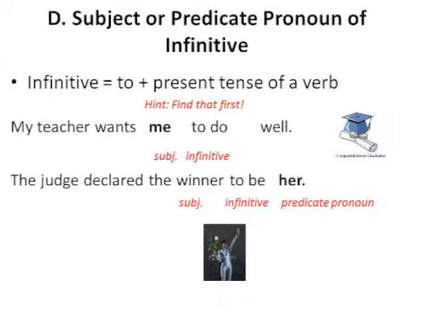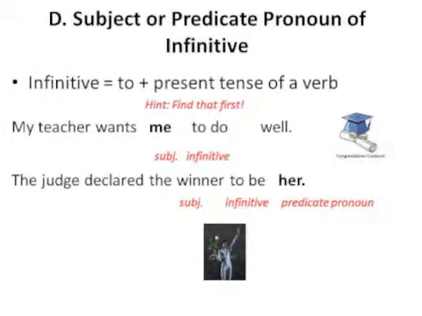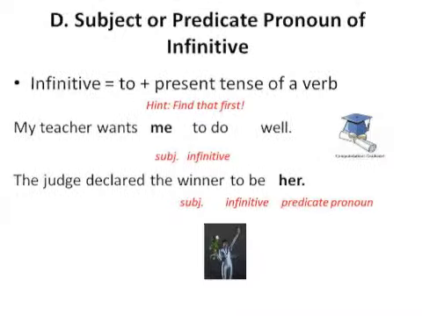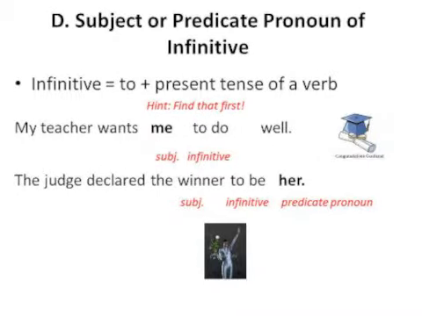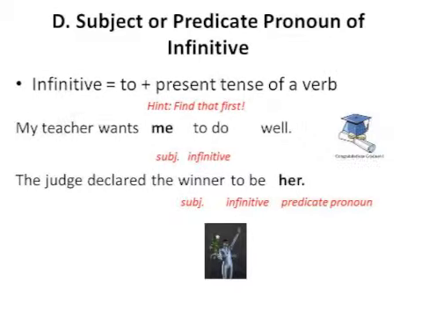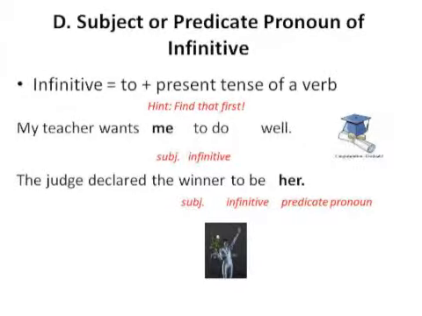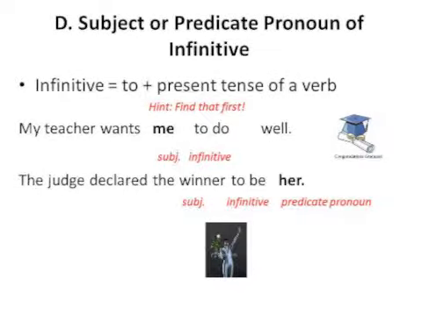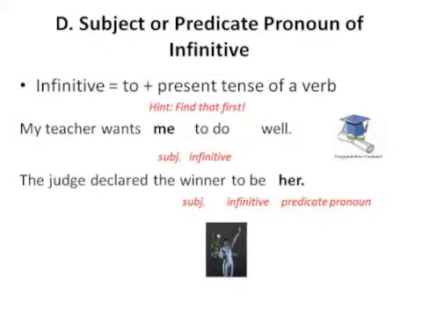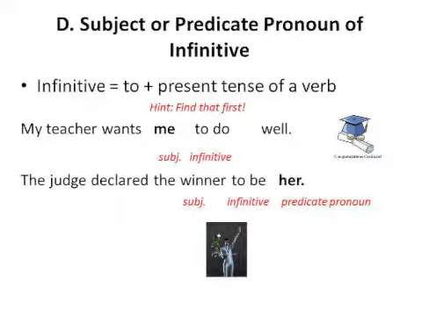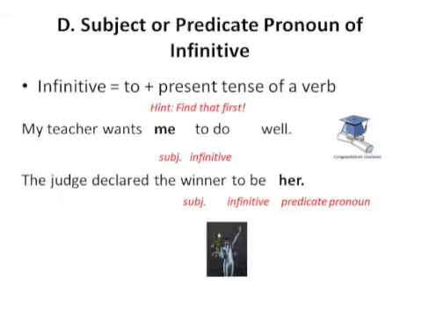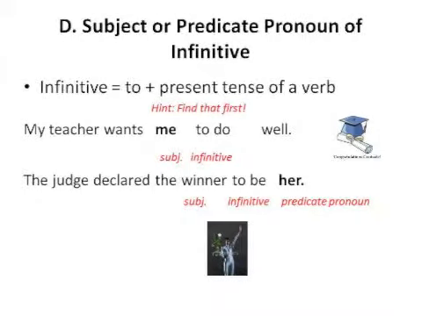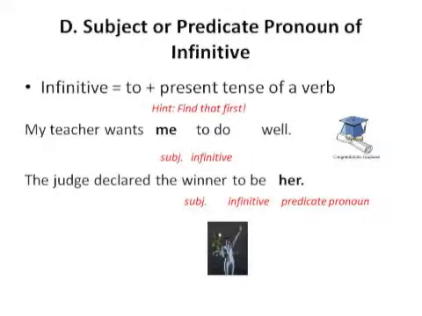Find the infinitive. To do is to plus the present tense of the verb, and you ask yourself, who is going to do well? The subject is me. In the second sentence, the judge declared the winner to be her. Find the infinitive, to be. What's the subject of that? It's winner. The winner, to be, and her means the same thing as the winner, so it's a predicate pronoun. And because there's an infinitive, you use an object pronoun.